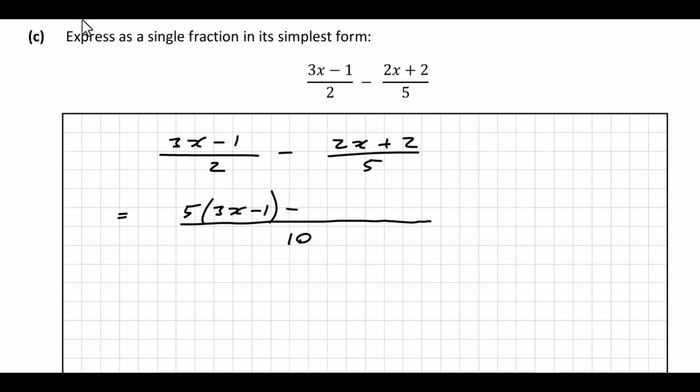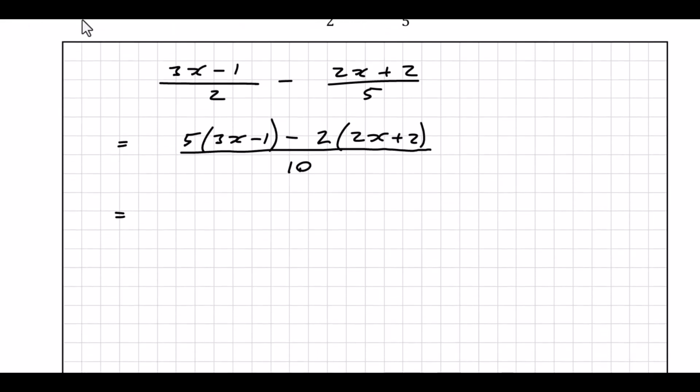Then you say to yourself, right, make sure you write this minus down here. And then you say to yourself, what do I do to that 5 to turn it into 10? Well, I double it. So double the top as well, 2x plus 2. So you'd be expected to simplify this then. It says in its simplest form.